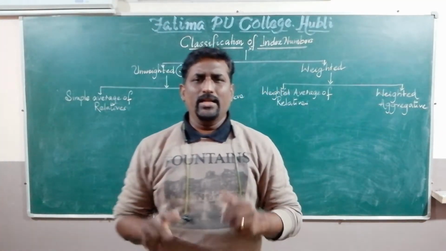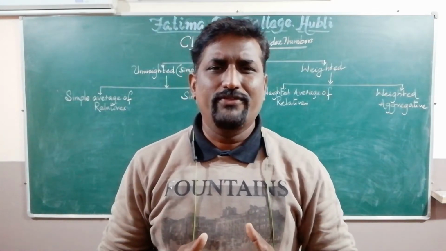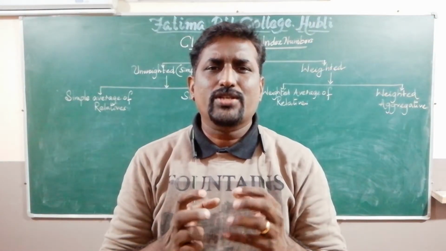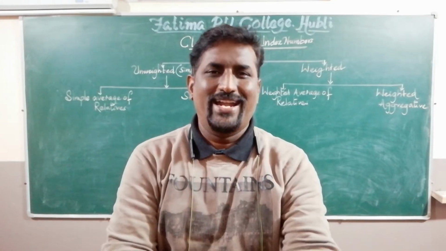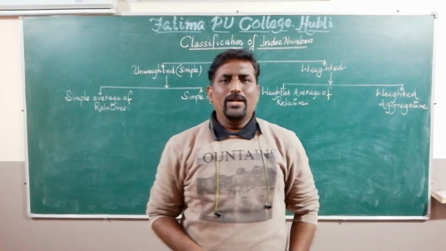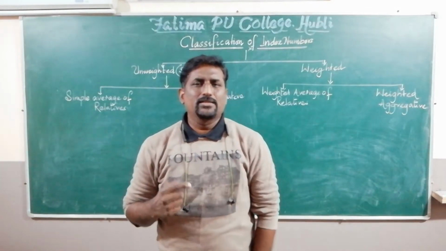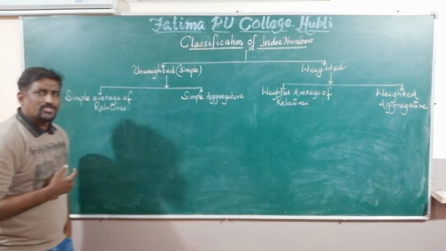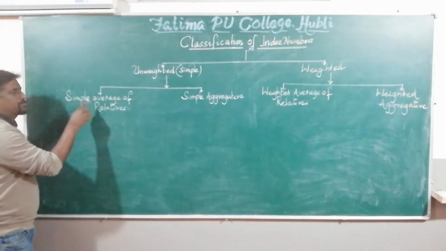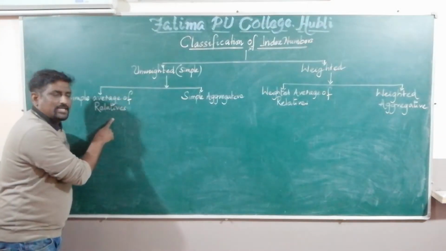So students, in each classification that we have seen, we come across different types of index numbers, different formulas for index numbers. Okay, now let's go one by one. Let's study one by one. What is the first sub classification that is being made? It is simple average of price relatives.